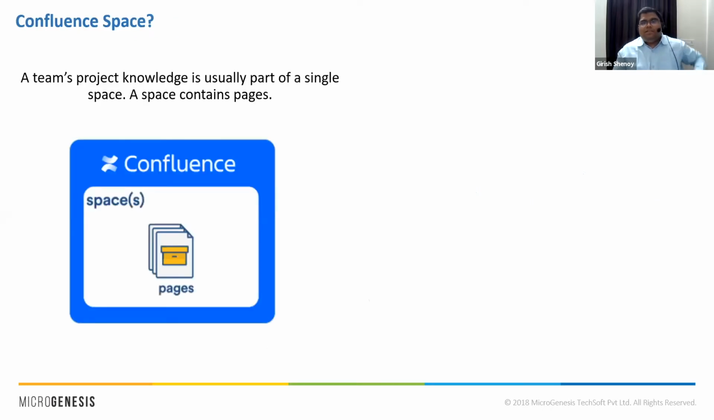Next, what is a Confluence space? As I said, a team's project knowledge is usually part of a single space. It's a workspace, right? The HR team may need their own space, and then the engineering team, or different teams within the engineering department, would require their own team space. So a collection of pages is called a space in Confluence.